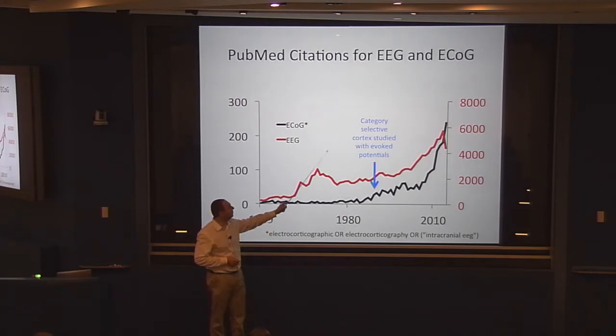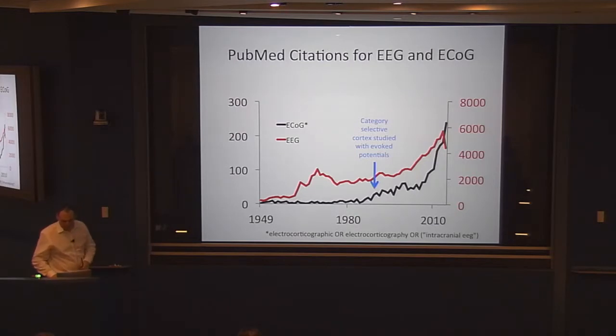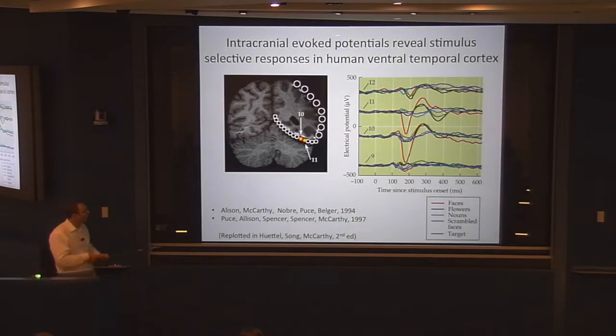a number of investigations of what we sometimes call category selective cortex in the ventral visual system with evoked potentials using intracranial EEG. And that was a kind of exciting finding that you could find specific parts of the brain that were selective for faces or for objects or for other types of stimuli. And that spurred some interest. I'm going to show you one result from that, which is here.